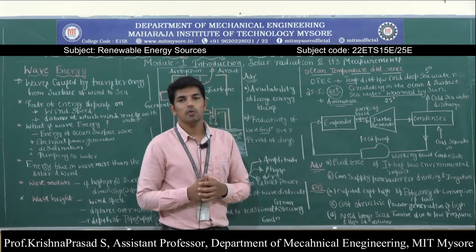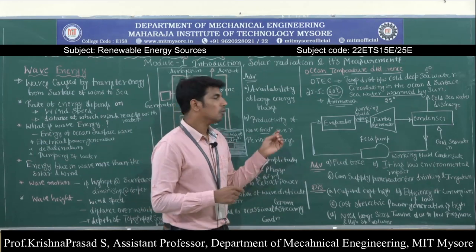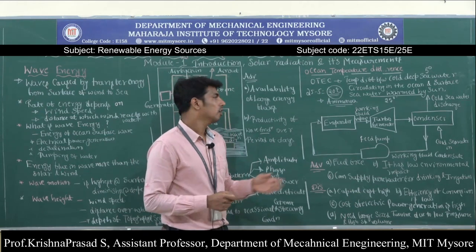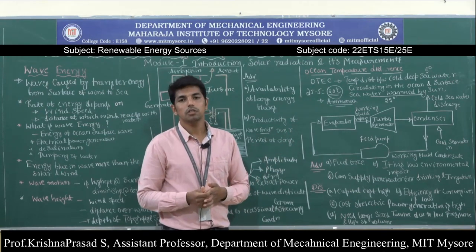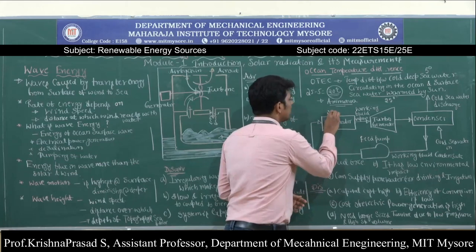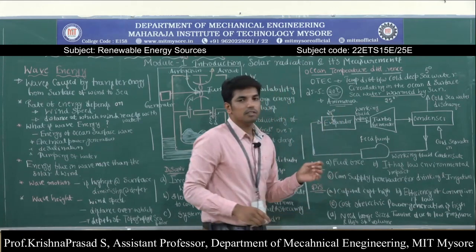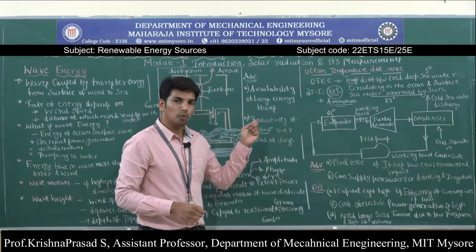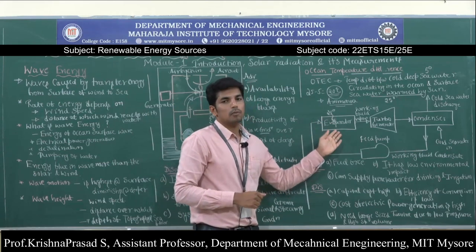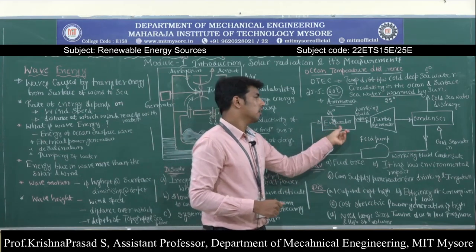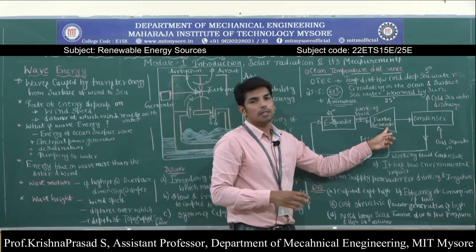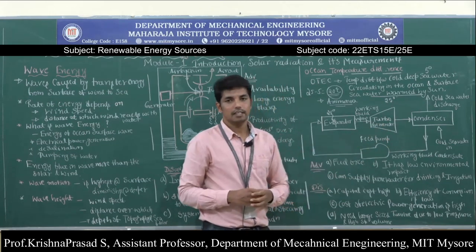What happens in ocean thermal energy conversion is very important. It uses ocean surface sea water at a temperature of 25 degrees centigrade to vaporize the liquid ammonia in the evaporator. Once the liquid ammonia is vaporized, it expands in the turbine and spins the turbine. This turbine is in turn coupled to the electrical generator to produce electricity.